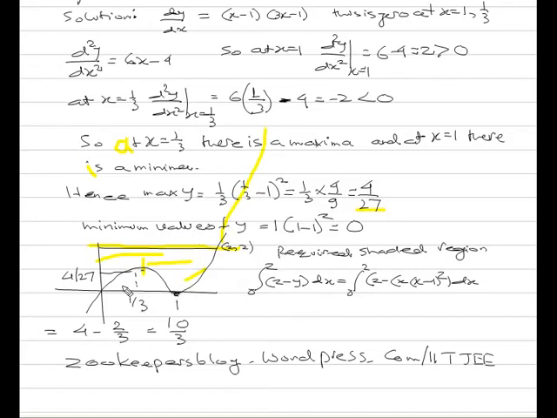So the required area in the shaded region would be this upper curve minus the lower curve. So the upper curve minus the lower curve will be 2 minus y dx, and that will be x into x minus 1 whole square dx. And this is a very simple integral, just expand it and solve it, and then you will get your result as 10 by 3. Thank you.